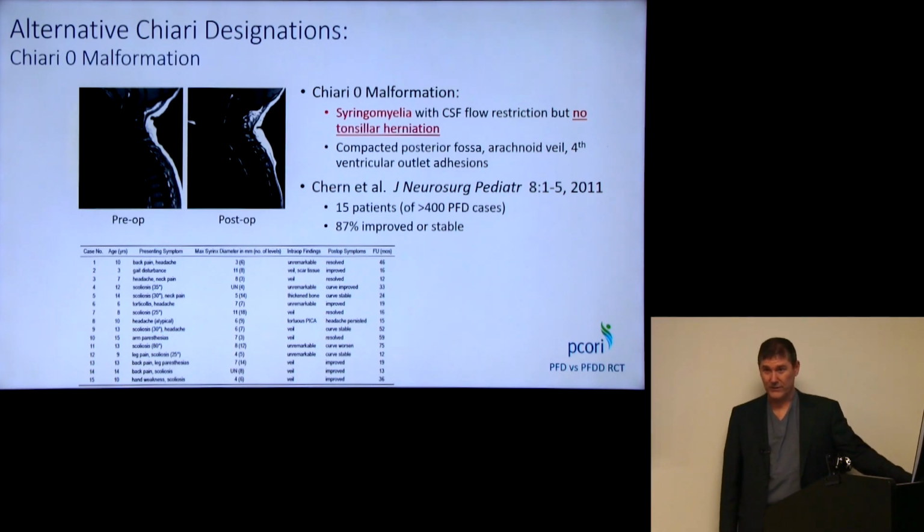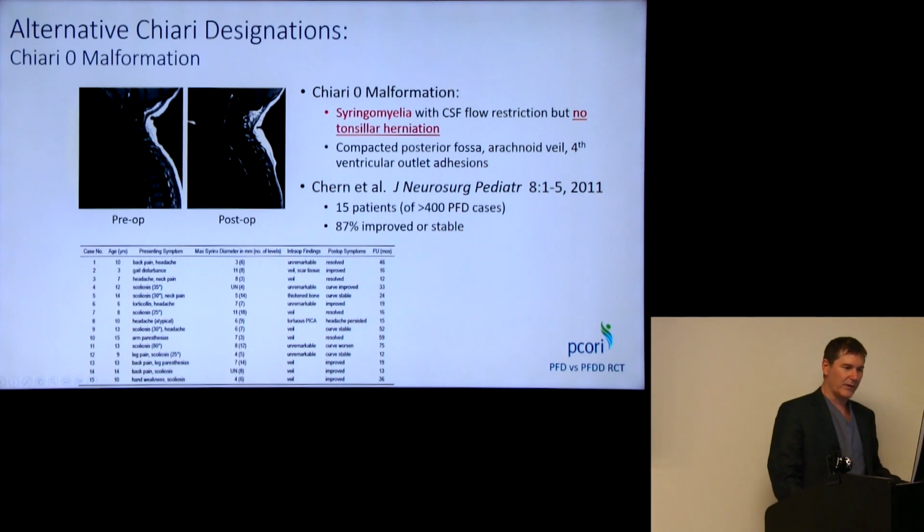There's another one called Chiari 0. And Chiari 0 has been described when you have syringomyelia, or that syrinx, but without cerebellar tonsillar displacement down into the cervical spinal cord. This is an uncommon presentation. This was described by the group in Alabama about 12, 13 years ago.